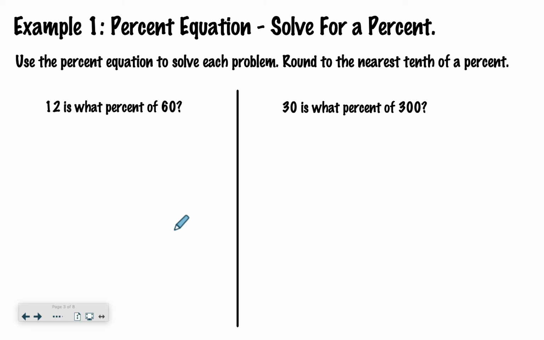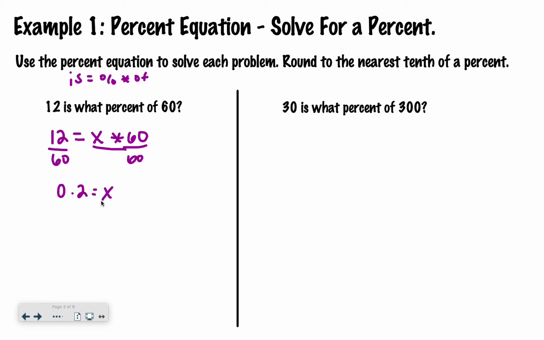All right, so first of all, let's practice solving for the percent. We have 12 is what percent of 60? So remember, is equals percent times of. So I would say 12 equals, and then I don't know what the percent is, so I can use a variable, times 60. So the way that you would solve that is you would divide both sides by 60. And then 12 divided by 60 is 0.2 equals x. But then we want to convert that to a percentage. So 0.2, remember, to go from a decimal to a percent, you move to the right 2. So it is actually 20%.